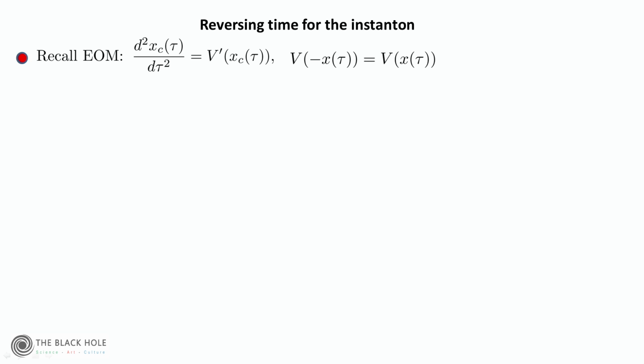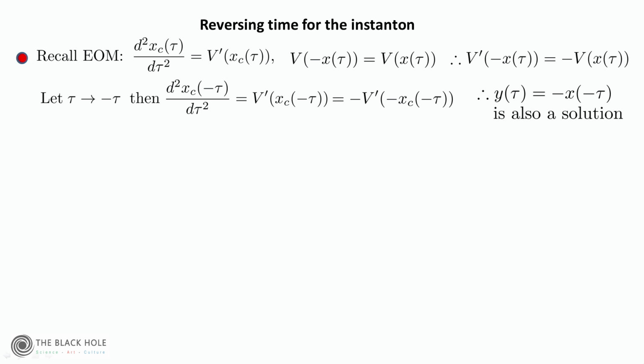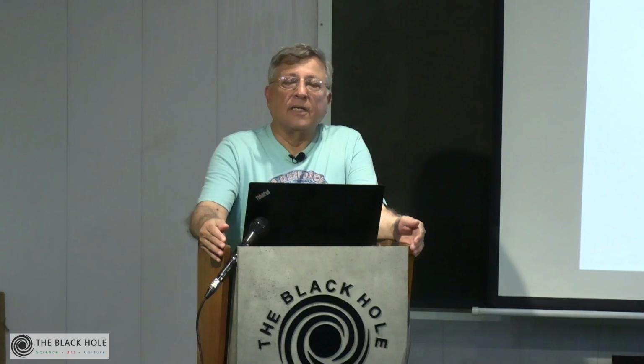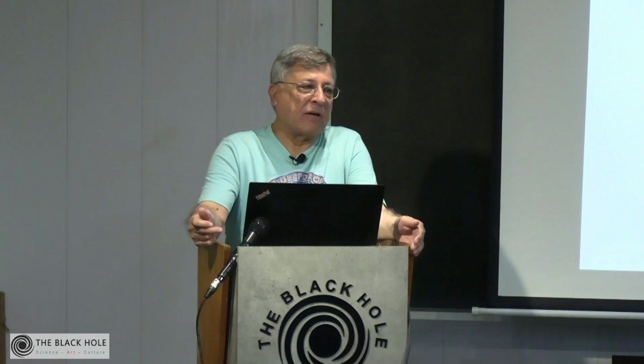I should have put this earlier, but that's okay. Here's the proof that for this potential V of minus x is equal to V of plus x, when I reverse time and put a minus, that also is a solution. So in fact, we have not only the instanton, we also have the anti-instanton. The anti-instanton moves backward in time.